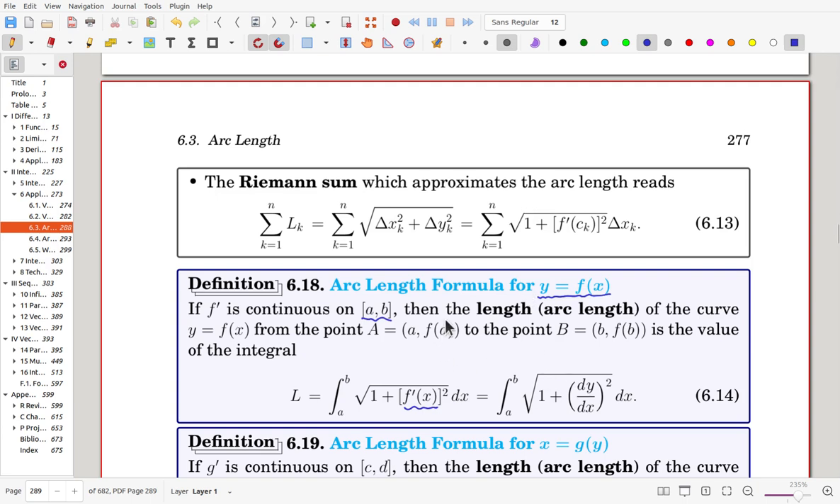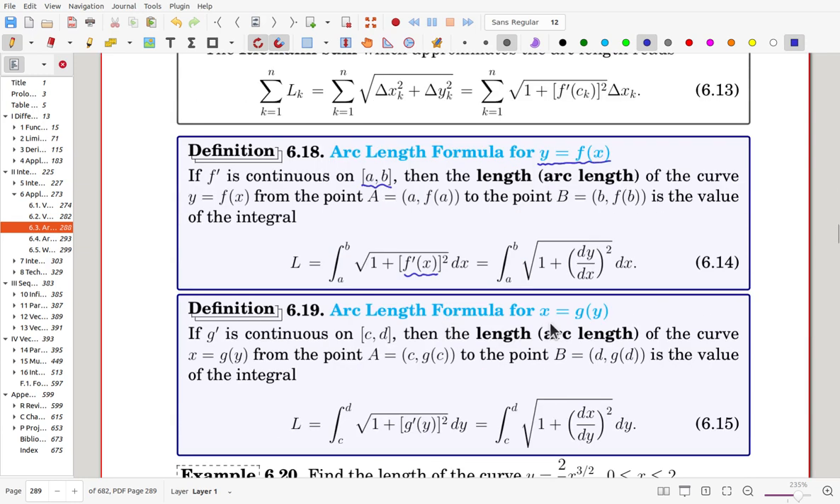That's arc length. If we change coordinates, then the function must be x equals g of y, and now from c to d, the arc length must be the integral from c to d of the square root of 1 plus g prime of y squared dy. Just simple, the coordinate change gives this formula.